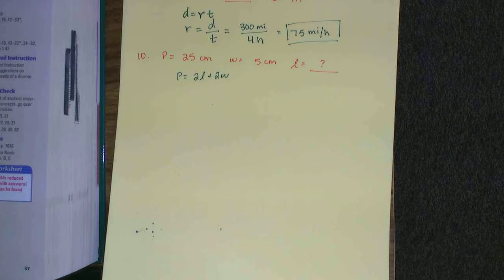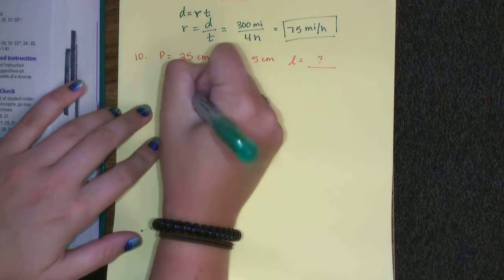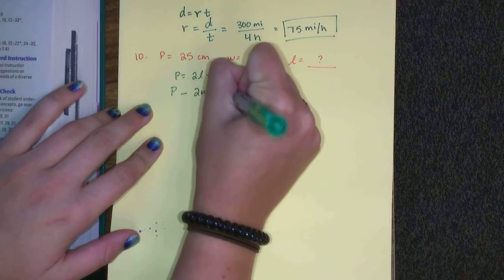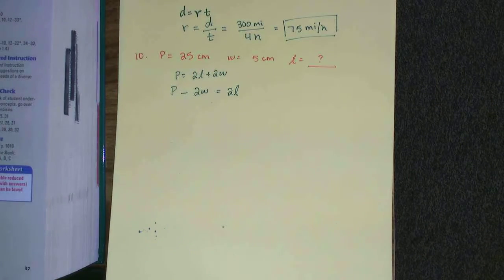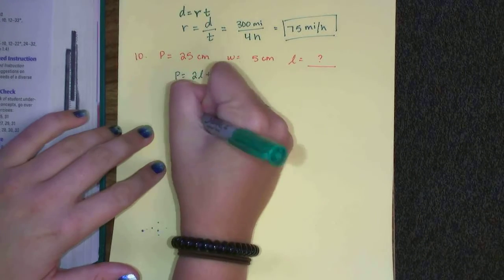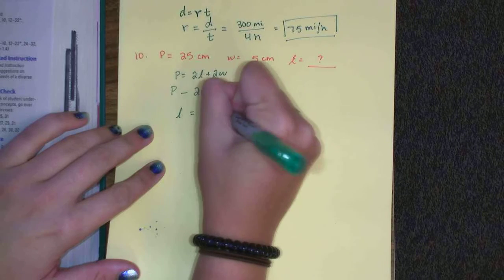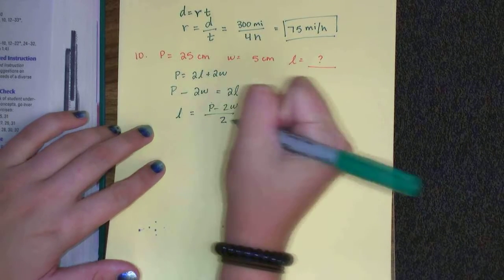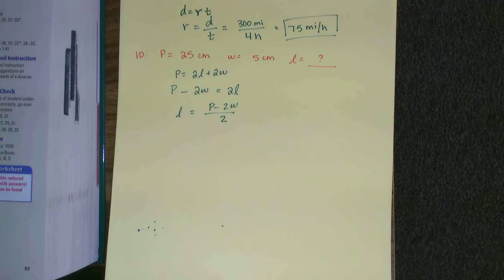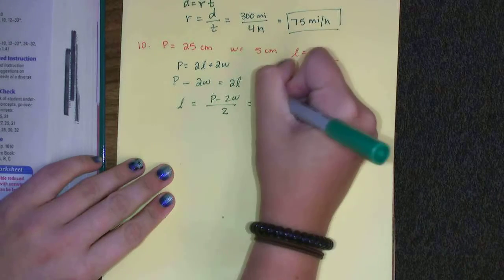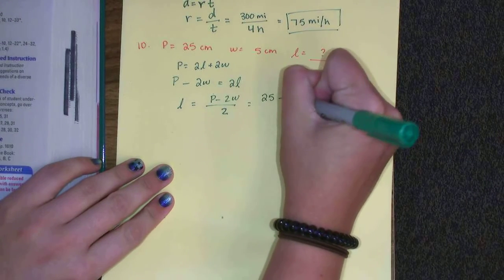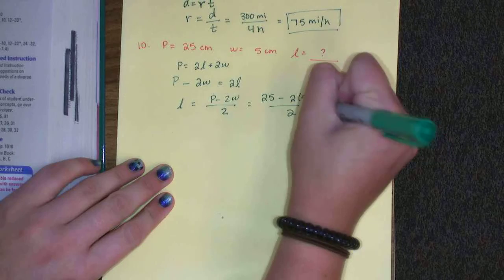I want to solve for L, so how do I do that? Subtract 2W, so P minus 2W is equal to 2L. Now I divide by 2. Okay, I'm going to put the L back on the other side just so it's easier. L equals P minus 2W over 2. Now what? Plug in P and W, so 25 minus 2 times 5 over 2. It gives me what?